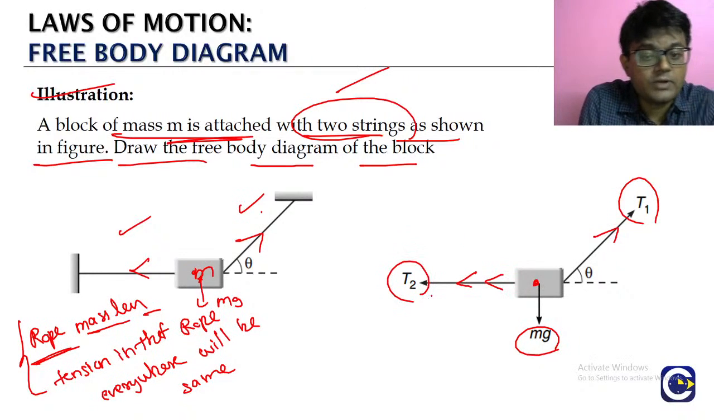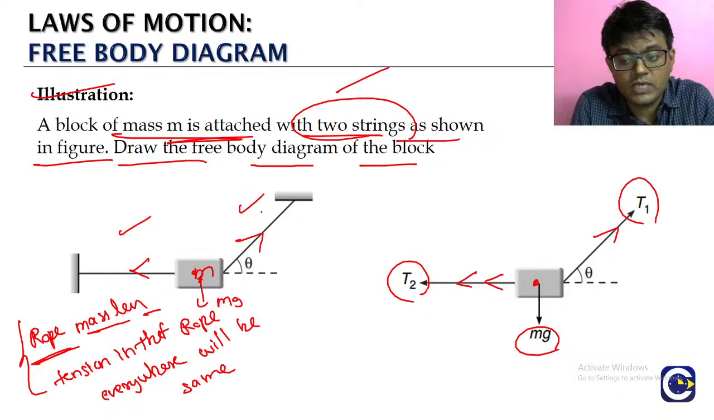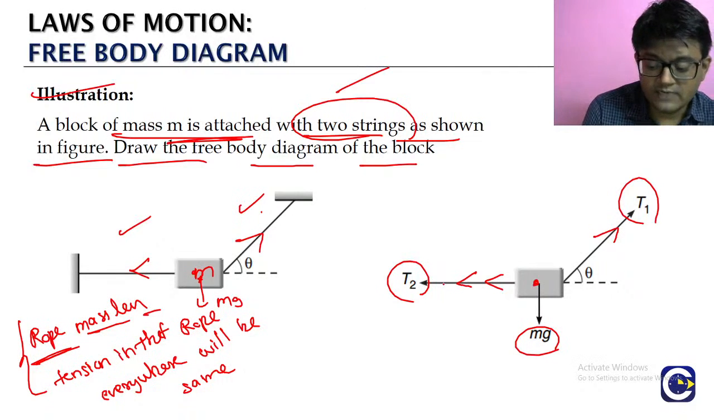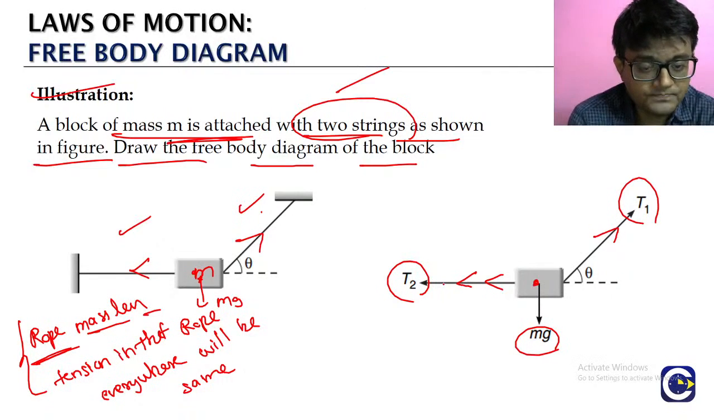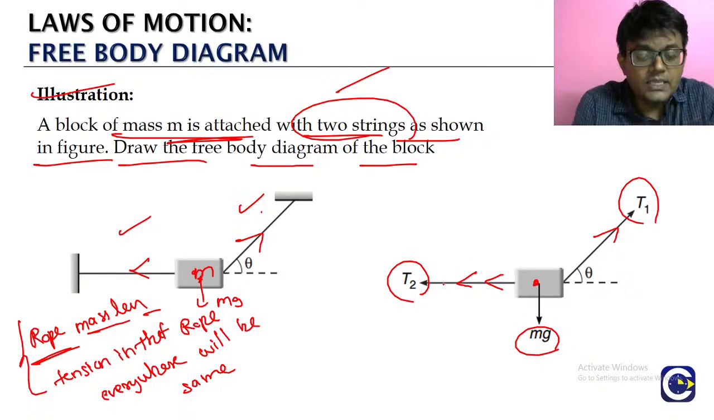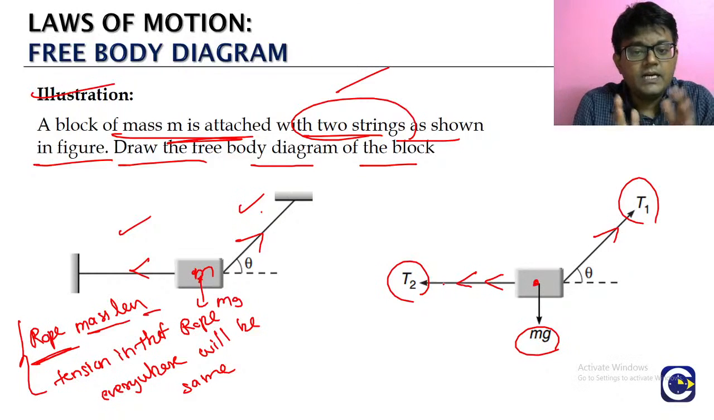And on the other side, this is another rope. So there will be one more tension acting in this direction. Okay? So this is the free body diagram of that block. This is how we are going to draw the free body diagram of the objects. With this we will be able to easily study the motion of the object by applying Newton's laws.